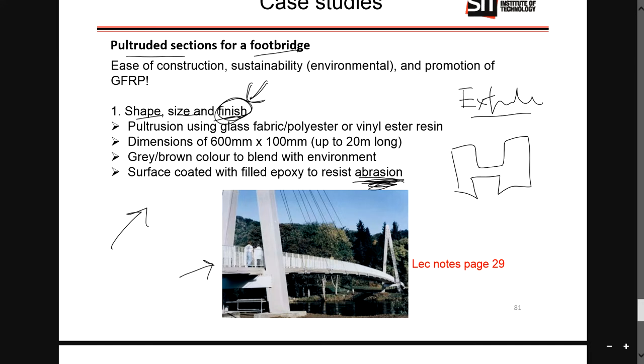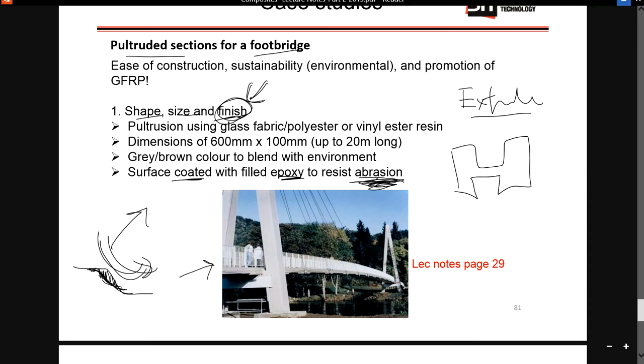Because over a long time, on a certain surface, the wind may flow and flow and flow. We can actually somewhat erode the thing. So erosion and abrasion have somewhat the same meaning. So we actually erode away, or abrade away, the parts. Therefore you coat it with certain epoxy to resist this type of abrasion that may occur.